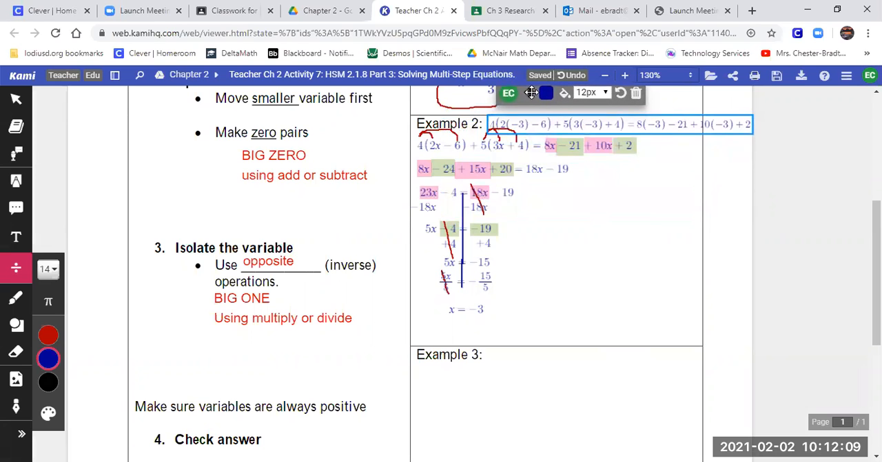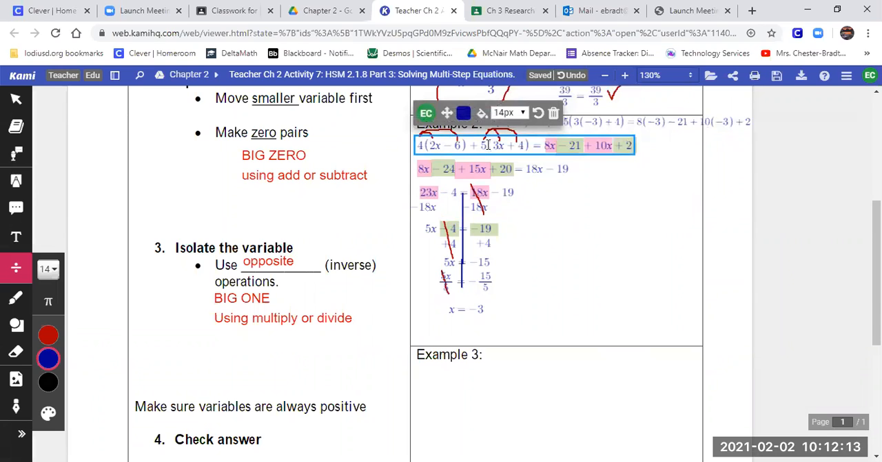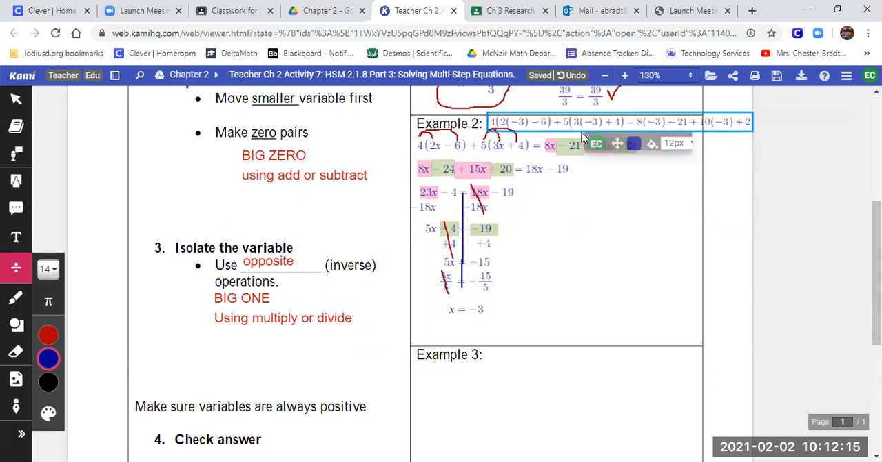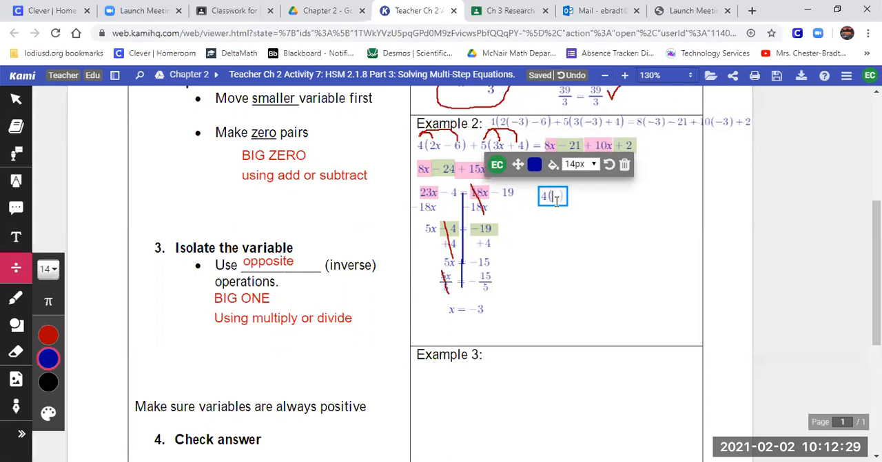So I took that negative 3. I put it back into my original problem. Everywhere I saw an x, I replaced it with negative 3. So the first piece says 2 times negative 3. Right there. 2 times negative 3. What's 2 times negative 3?